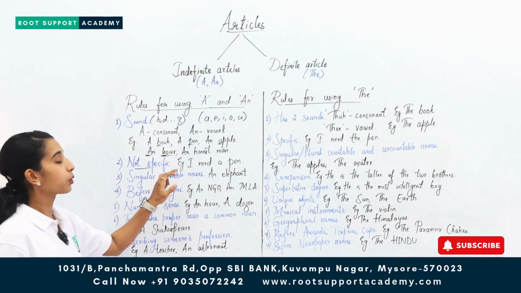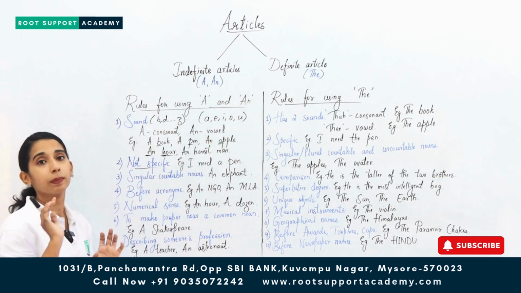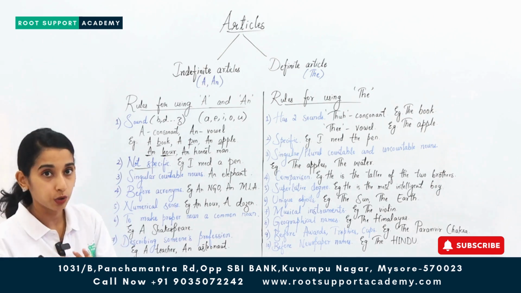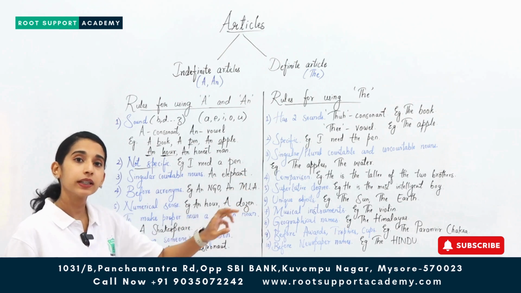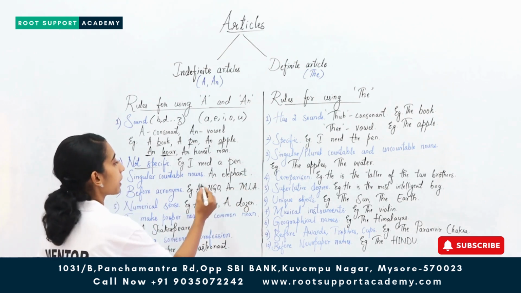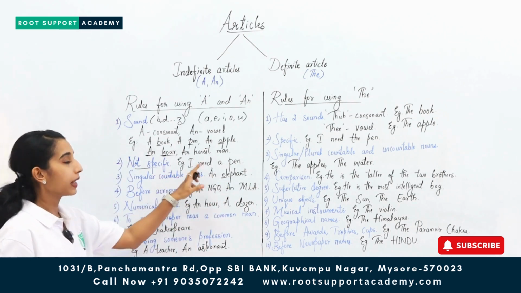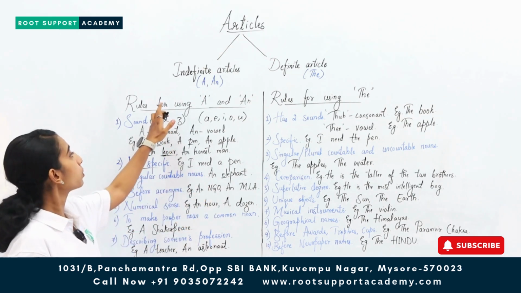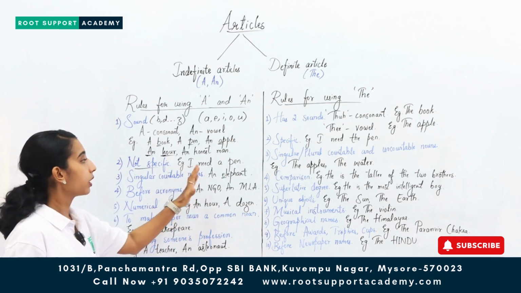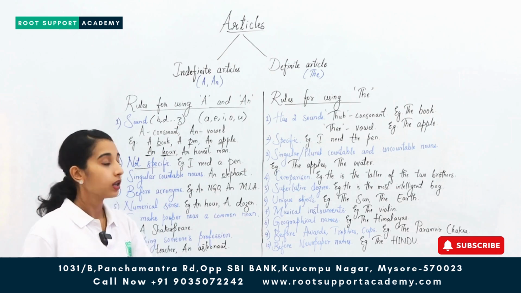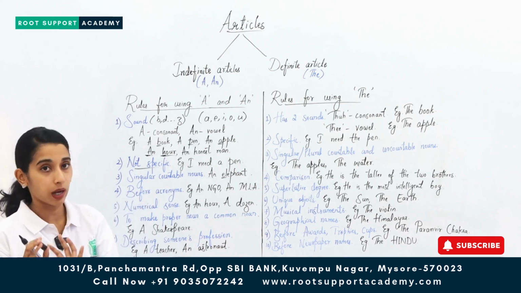Next, singular countable nouns. A and an are used with singular countable nouns. There needs to be a count, usually the count is 1. If I'm writing an elephant, it means 1 elephant. I've written an before elephant because it's starting with a vowel. So we use a or an with singular countable nouns. We cannot write an elephants. A and an will not go well with plural countable nouns.